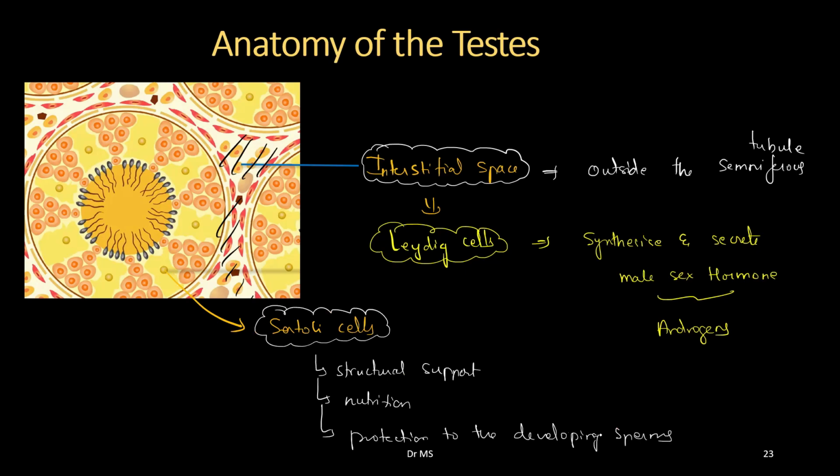And remember, they extend from the basement membrane to the lumen. Suppose this is the basement membrane. From this basement membrane, it extends towards the center. The center you can call the lumen of the tubule. So remember, it extends from the basement membrane to the lumen of the tubule. Clear?